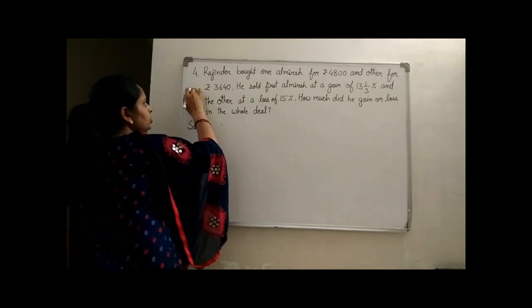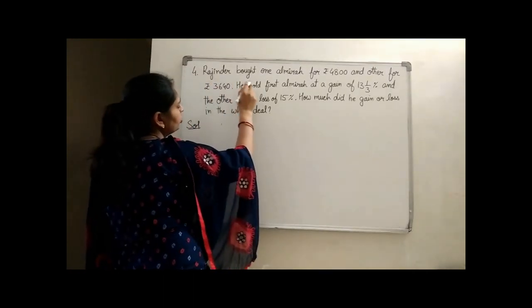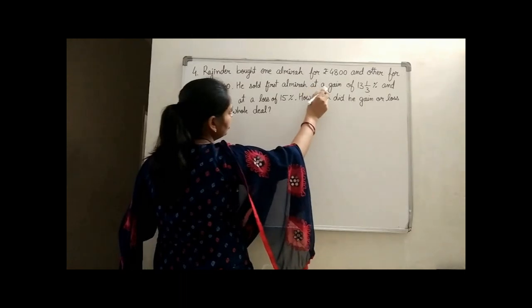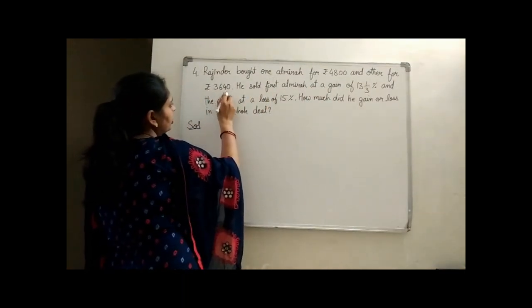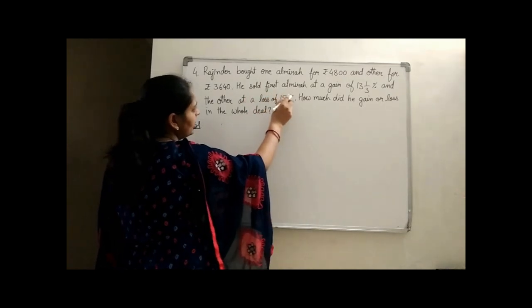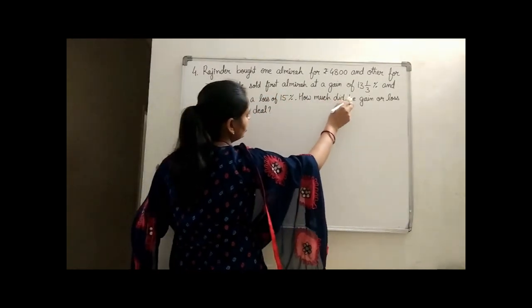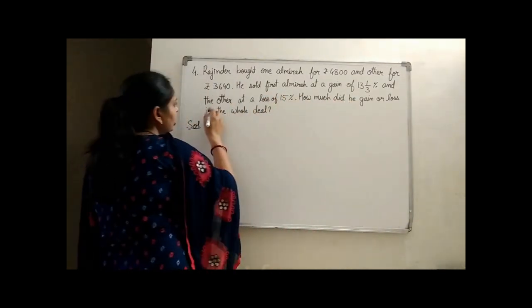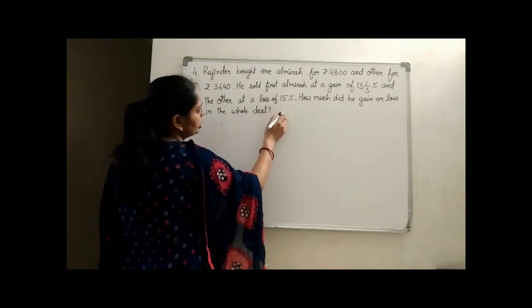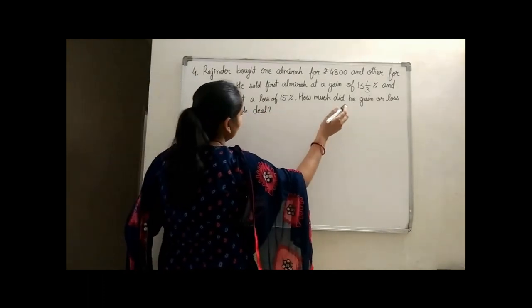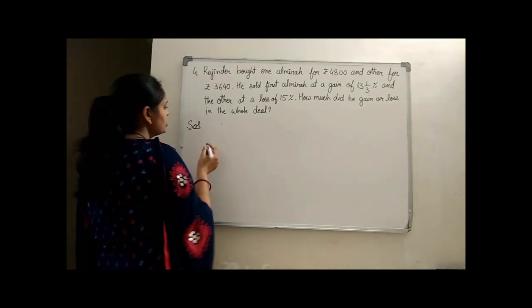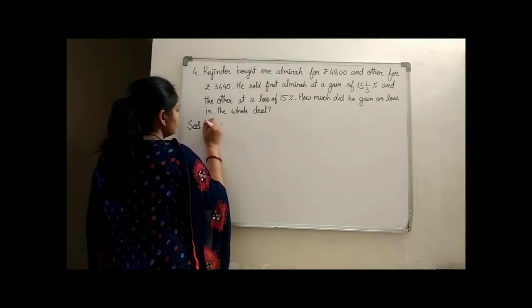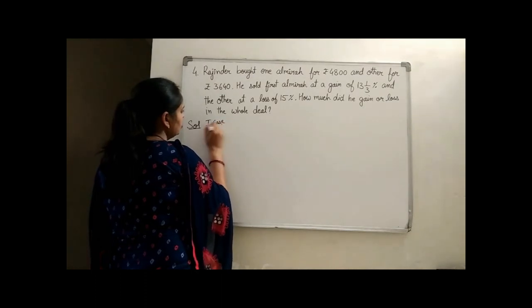Now see the fourth question. Rajendra bought one Almirah for rupees 4800 and other for rupees 3640. He sold the first Almirah at a gain of 13 1/3% and the other at a loss of 15%. How much did he gain or lose in the whole deal? Now see, two cases we are having. First case means two Almirahs are there.